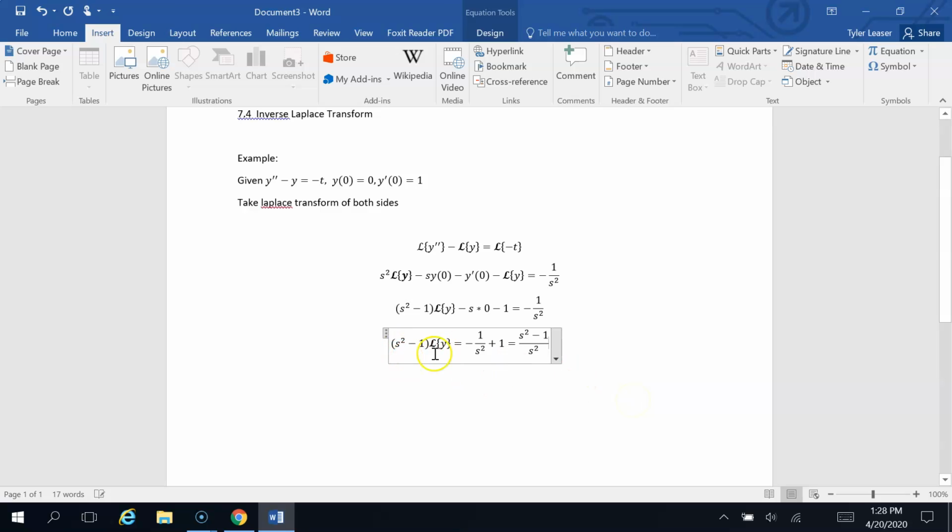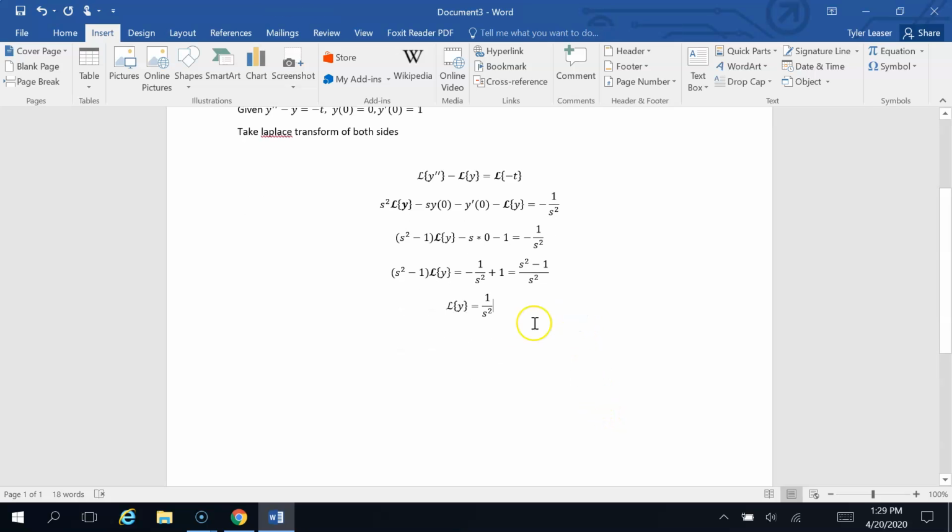Okay, then we're going to divide by s squared minus 1 on both sides, and we end up with the Laplace transform of y on the left is equal to just 1 over s squared on the right-hand side. All right, so we have now solved for the Laplace transform of y. If we had a way of taking the inverse of this, we could just get y itself. So if we could take the inverse of the Laplace transform, which I'm going to show you how to do here in a minute, we could solve this.